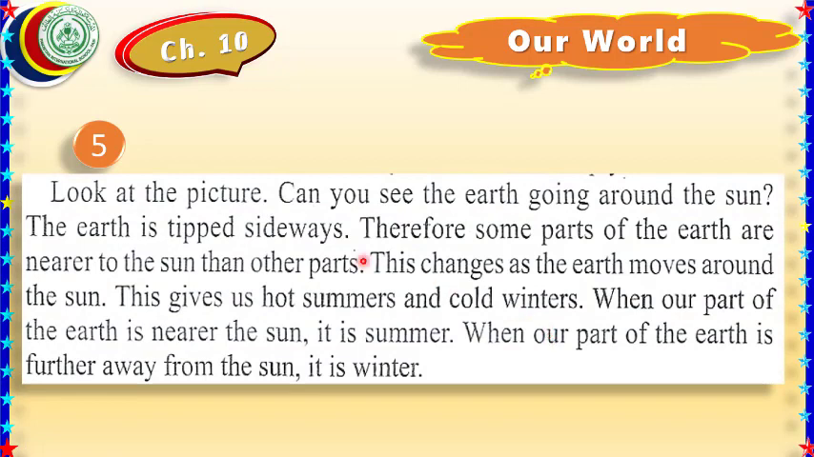This is the fifth part of the lesson. Look at the picture. Can you see the earth going around the sun? The earth is tipped sideways. Therefore, some parts of the earth are nearer to the sun than the others. This changes as the earth moves around the sun. This gives us hot summers and cold winters. When our part of the earth is nearer the sun, it is summer. When our part of the earth is further away from the sun, it is winter.